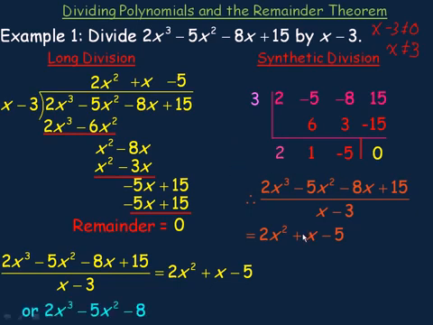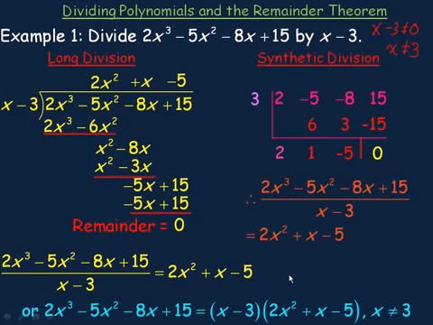Now, of course, the other way to write the division statement is that instead of writing it like this, we could have written that the original polynomial is equal to the product of the x minus 3 and the 2x squared plus x minus 5. And that's what this says here. And of course, the restriction, once again, is x is not allowed to equal 3.